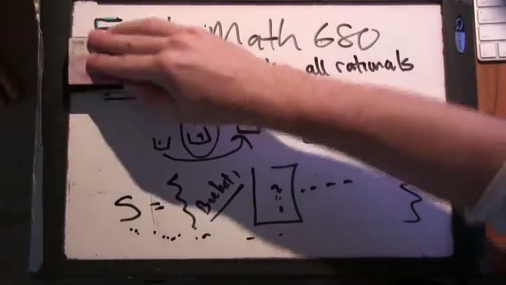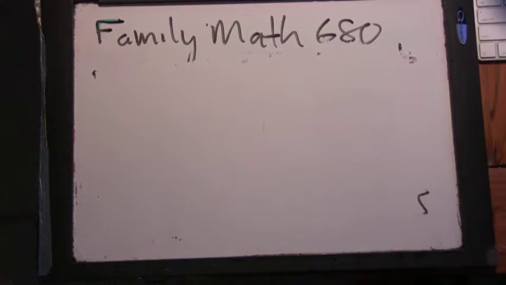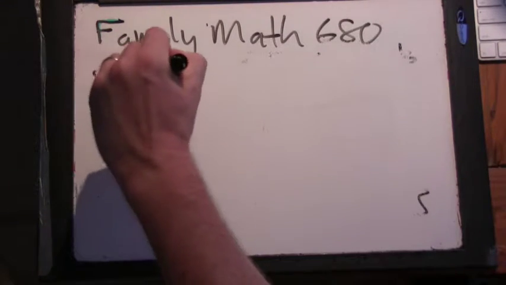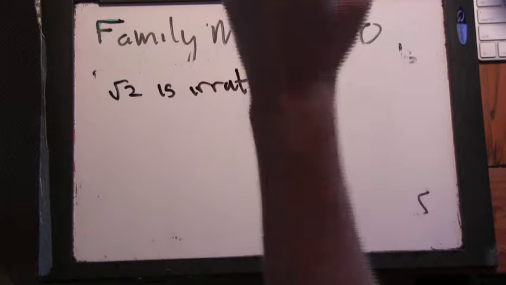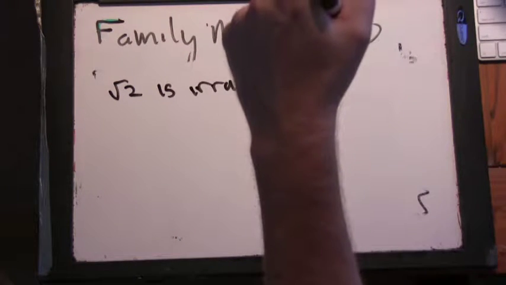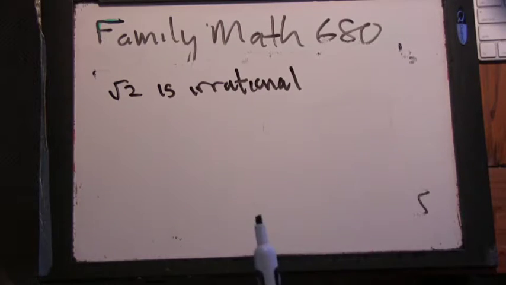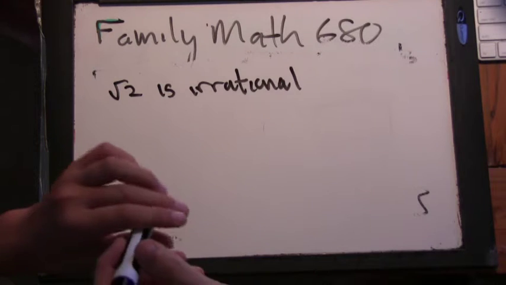Okay, which one do you want to do first? Let's do the square root of 2 being irrational. Alright, square root of 2 is irrational. Do you know how to prove this? Sort of, yeah. Do you? I think so, maybe. Yeah, alright. Alright, well why don't you guys give it a try together?